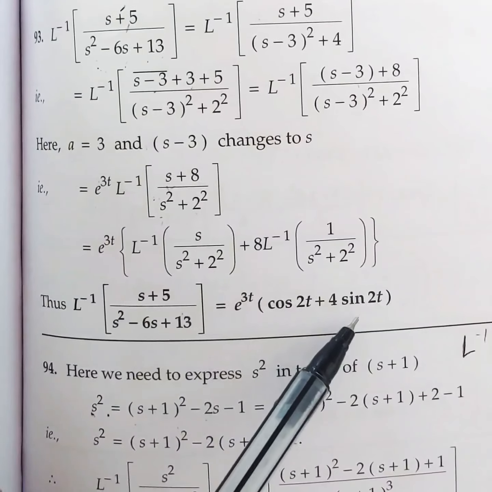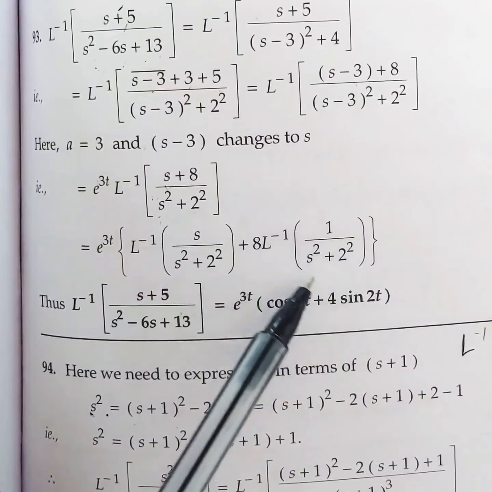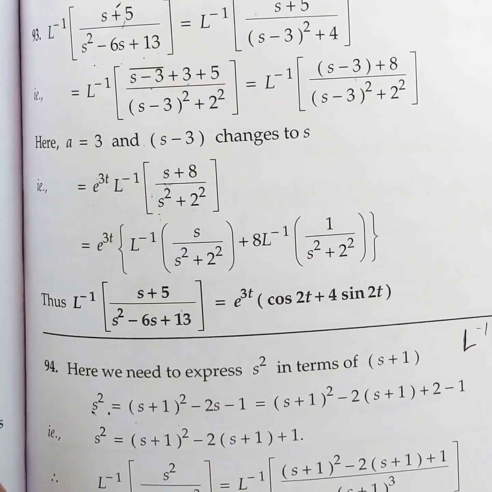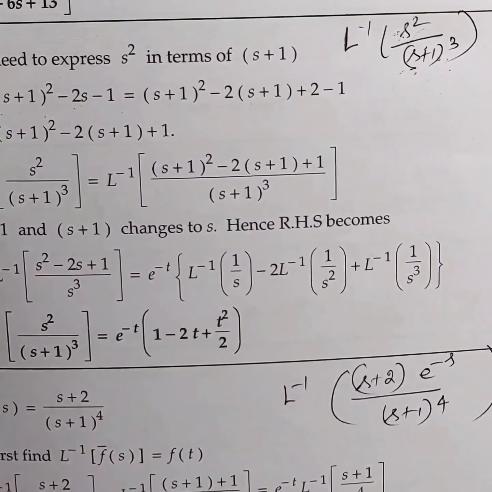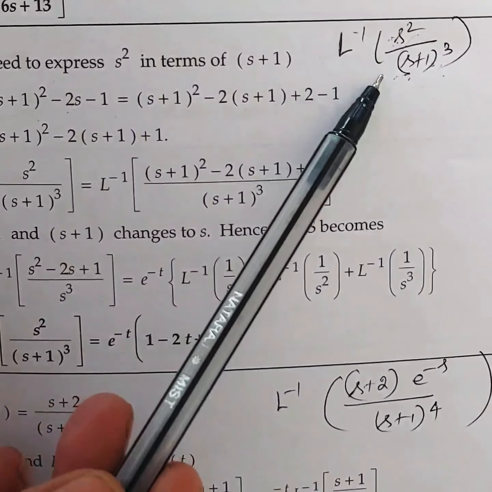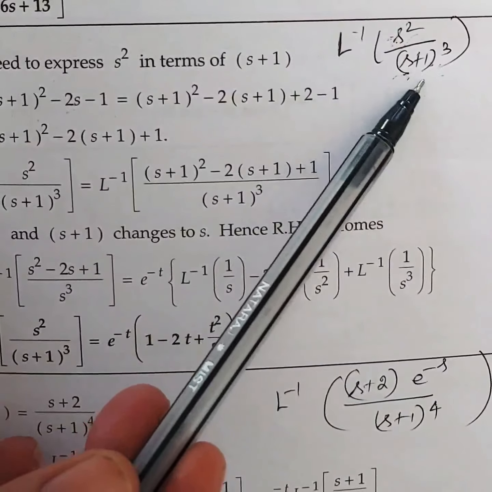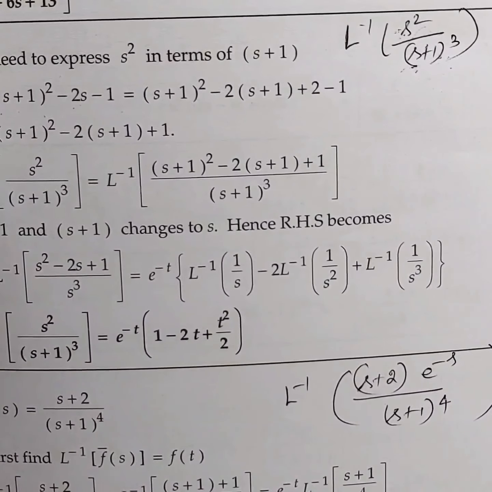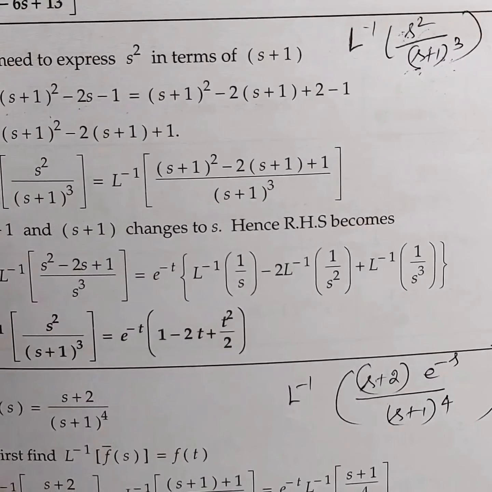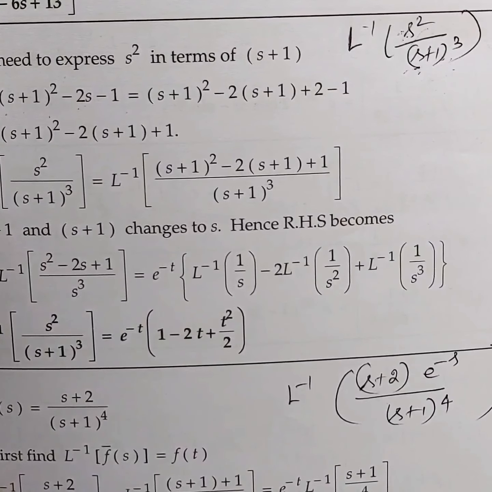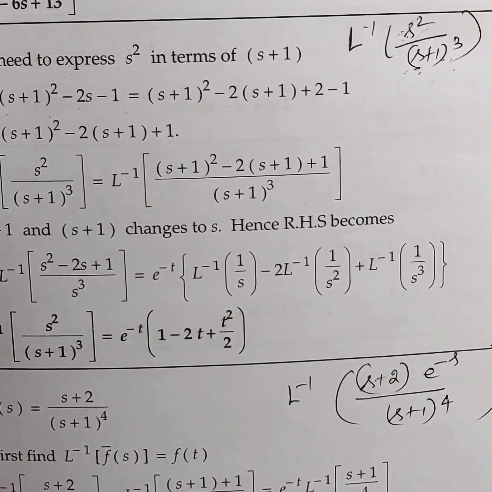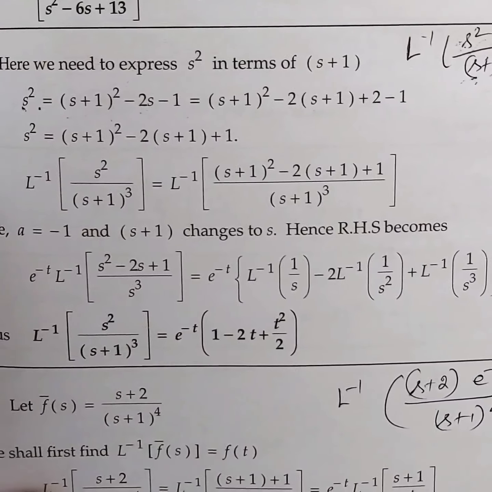Third formula is Laplace of sin 2t is equal to 2 by s square plus 2 square. Okay. Now let's see one more problem. And this problem is find Laplace inverse of s square by (s plus 1) the whole cube. So the denominator is already in terms of s plus 1. I want the numerator in terms of s plus 1. So the denominator is fixed already. I have to change only the numerator.